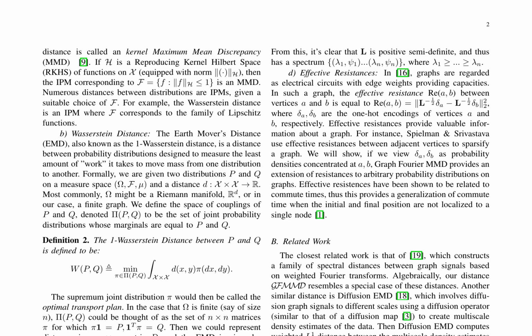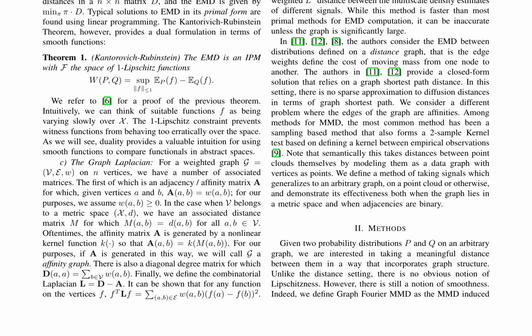The authors then discuss related work, including spectral distances between graph signals and diffusion EMD, which involves diffusion graph signals to different scales to create multi-scale density estimates of the data. They also mention other methods for computing EMD between distributions defined on a distance graph.